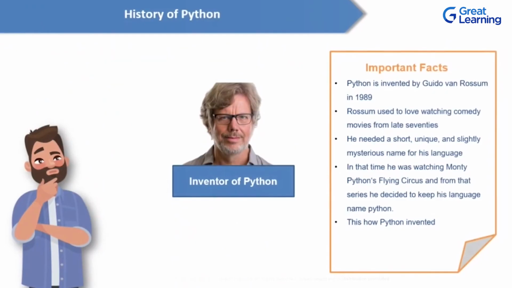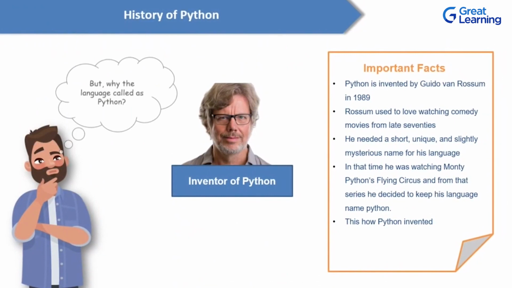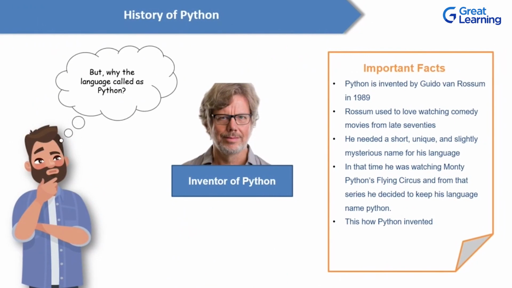From here, if we go into the history of Python, how Python came into the picture, then let me give you the idea of how this language got the name Python and why it's Python. I know it's like, why is this language named Python, right? Let me give you the actual reason behind that. Python was invented by Rossum in 1989. So the inventor of Python is Rossum.